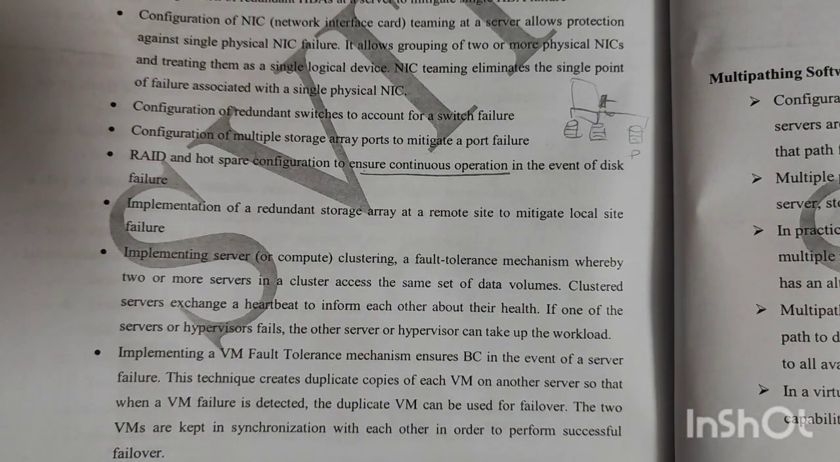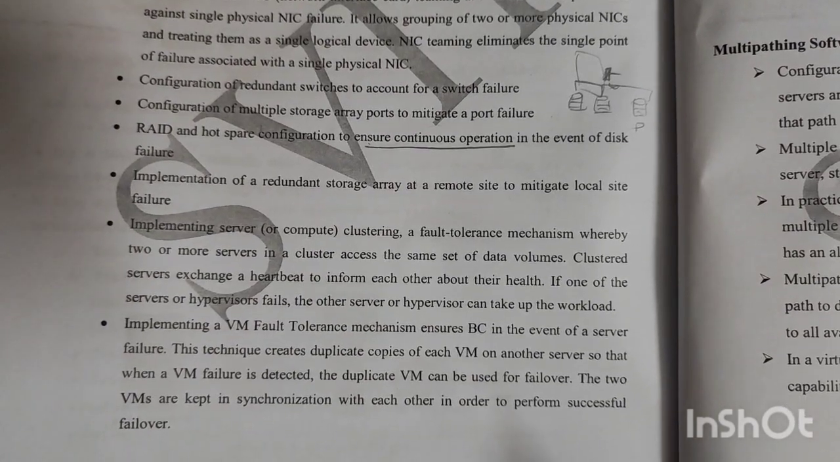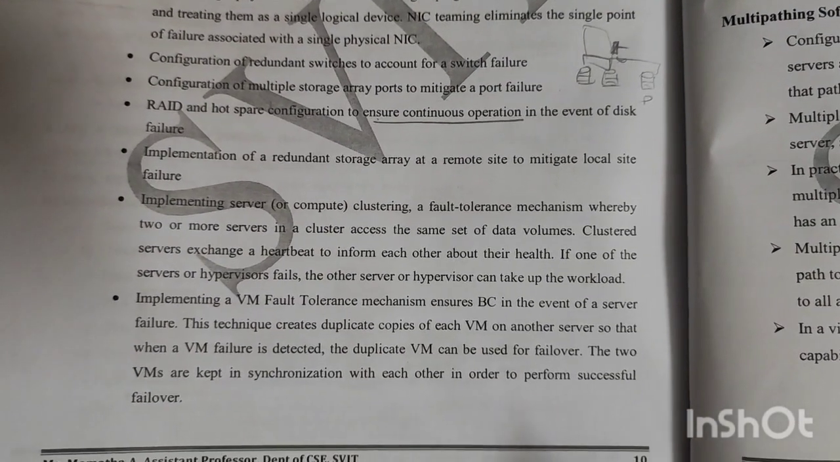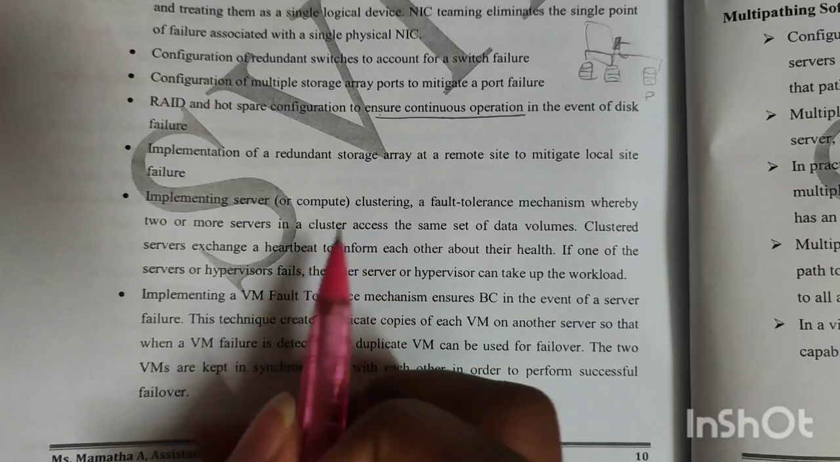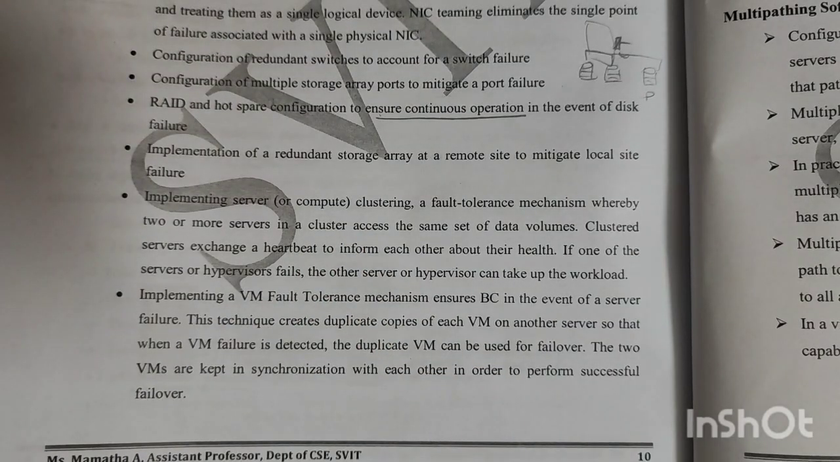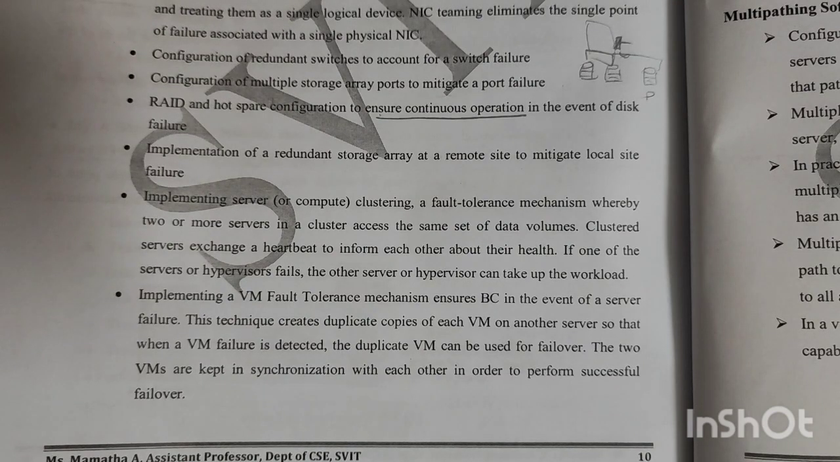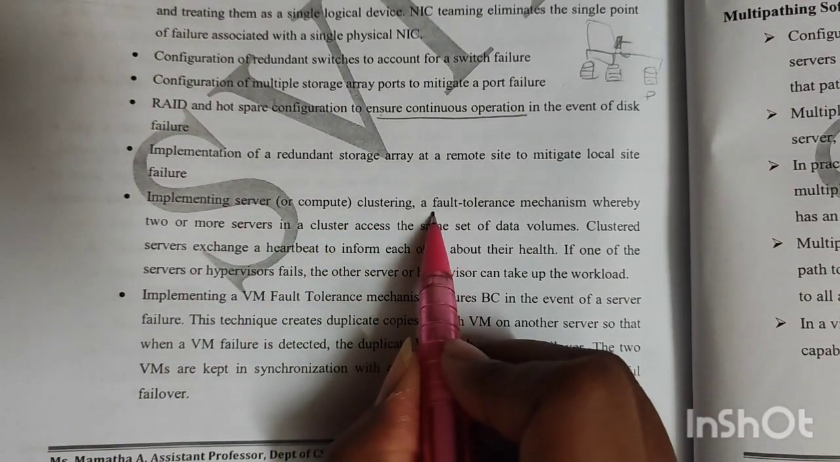And then you have implementation of a redundant storage array at a remote site to mitigate failure. So you're keeping it at a remote site, because if there is a failure in a particular area, and the extra copy of the data is stored at a remote site, you can access the data through that. You don't always have to follow one method. Then you have implementing server clusters or fault tolerance mechanisms.